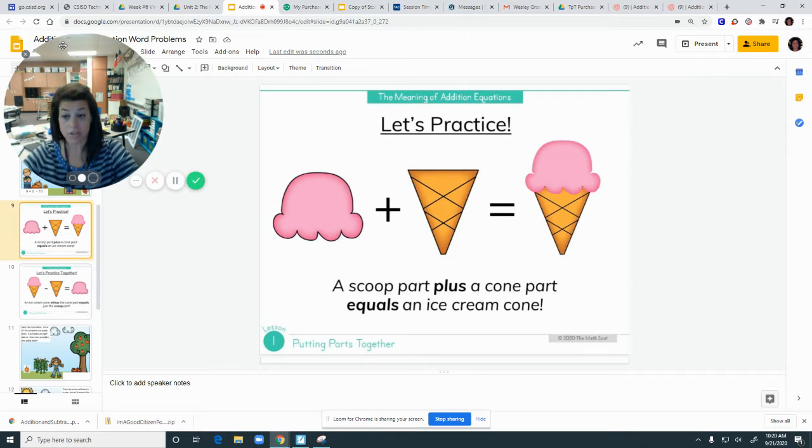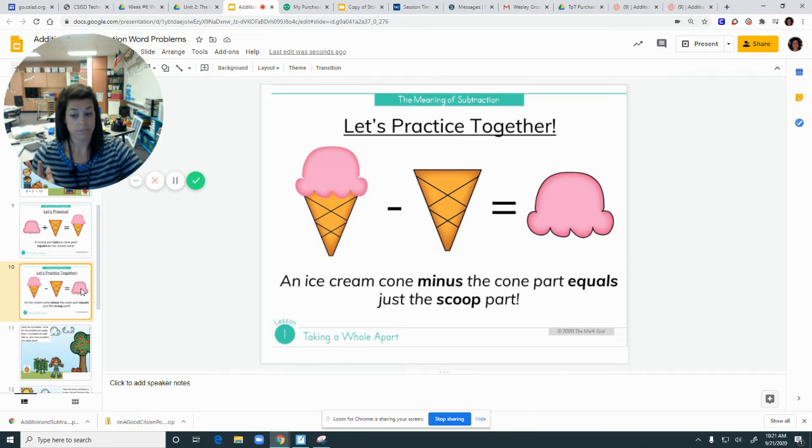In addition, you're taking pieces. You're taking the ice cream, the cone, to get you the ice cream cone, okay? 2 pieces, putting them together to make a bigger piece, or to make your whole, okay? Because that's a whole ice cream.